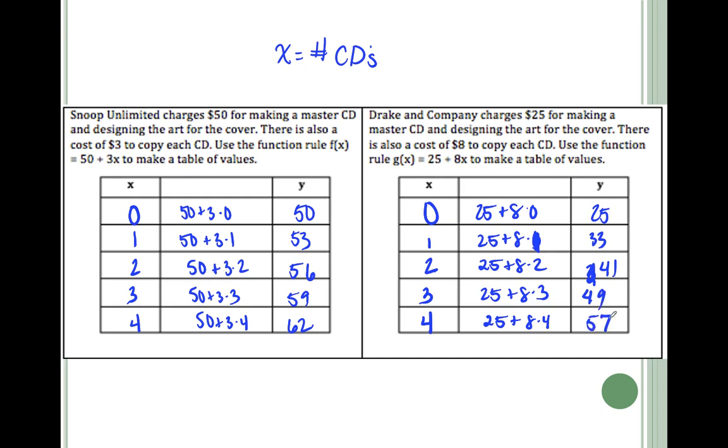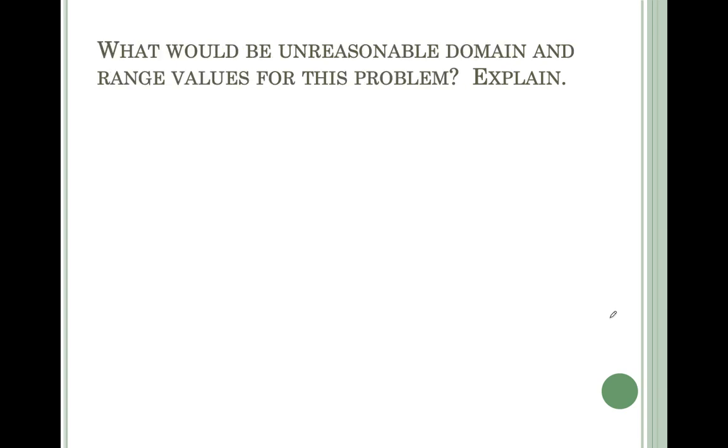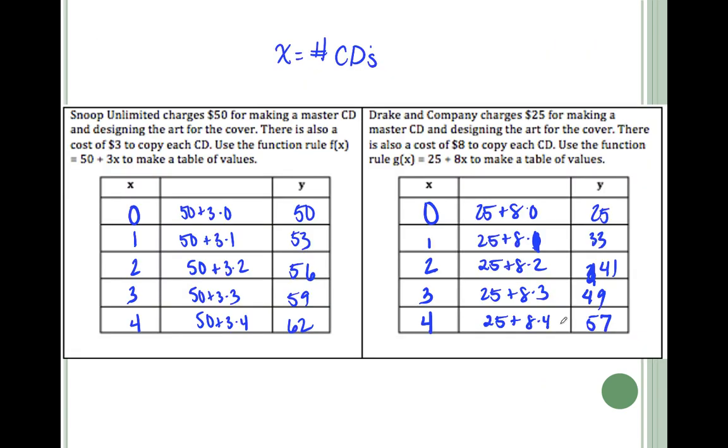The question that we want to talk about with these scenarios is, is there a point where it is less expensive to buy from Snoop Unlimited? So if you notice, Snoop Unlimited starts out more expensive, but by the end of just 4 CDs, you can see they're getting closer in value. So I didn't do 5, but if I did 5 for each of them, this would be $65. This would be $64. So you can see they're getting closer and closer and closer.